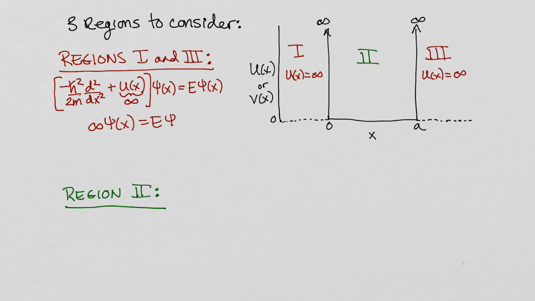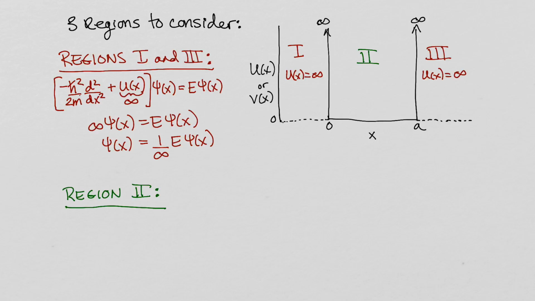and write our Schrodinger equation like that. If we bring our infinity over to our other side, just a little algebraic magic, we get that result. Okay, so let's think about this.